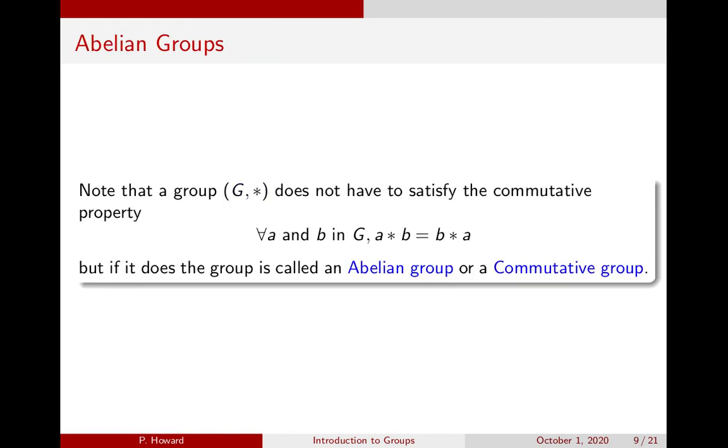So one thing to keep in mind and to note is that a group does not have to satisfy the commutative property. Remember, the commutative property is that two elements can be combined in either order, giving the same result. So this does not have to happen in a group, but if it does, the group is called either an abelian group or a commutative group. These two phrases are used interchangeably.